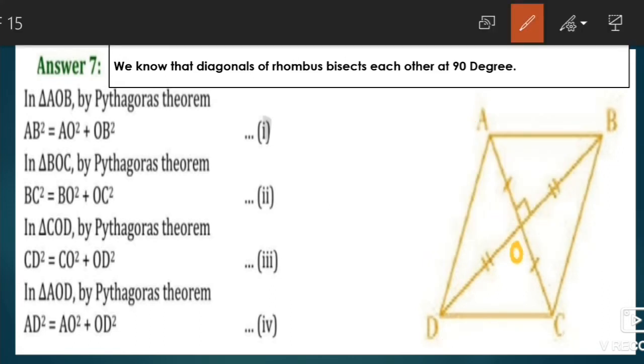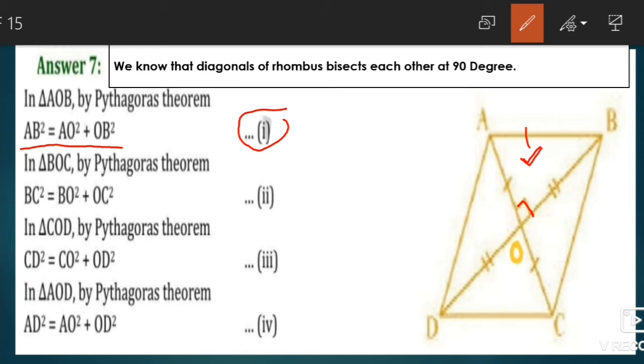Now, if I take AOB triangle, this one, this is 90 degree since the diagonals bisect each other at 90 degree. So this AOB triangle becomes a right angle triangle, and this AB will be the hypotenuse. So you can use Pythagoras theorem and you can say that AB square is equals to AO square plus OB square. Mark this equation as equation number 1.